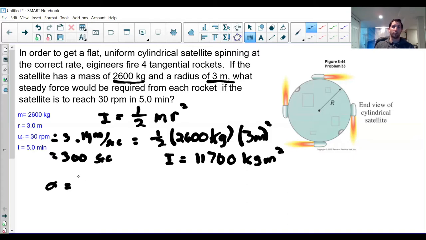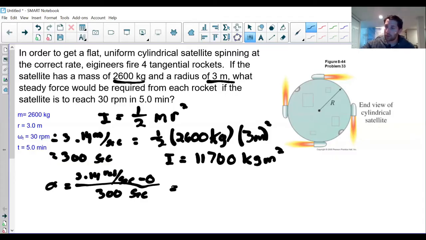So I have 3.14 radians per second minus 0 over the time of 300 seconds. That gives me 3.14 divided by 300, 0.0104. So 0.01, we can say, and that's going to be radians per second squared.